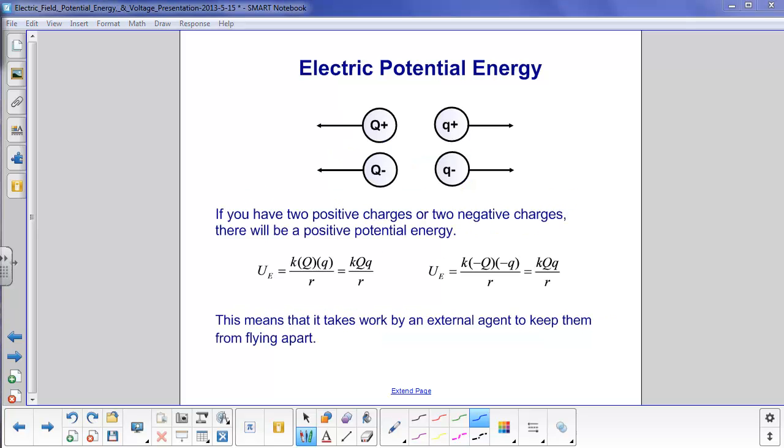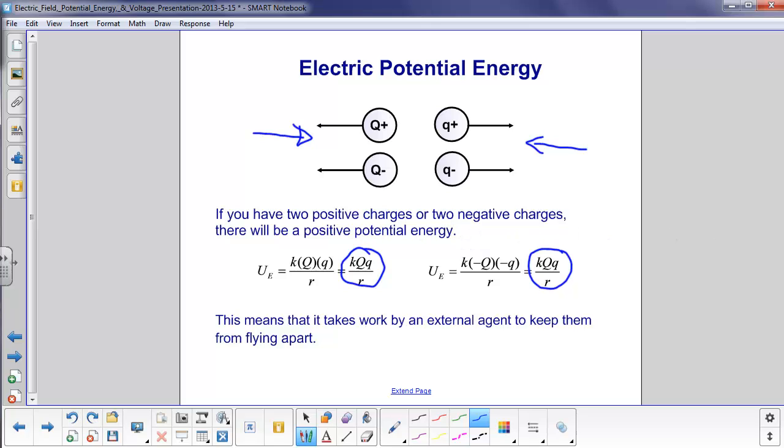If you have two like charges, for example, two positives or two negatives, you will have a positive potential energy. We use the equation here, potential energy kQq over r, and in the case where they're both positive, we just get kQq over r, which is a positive number. If both charges are negative, you can see how negative times negative is positive. You have the exact same potential energy. In this case, you need work done by an external agent. You have to have a force pushing them together because they want to repel. So if that's the case, we call it a positive potential energy.